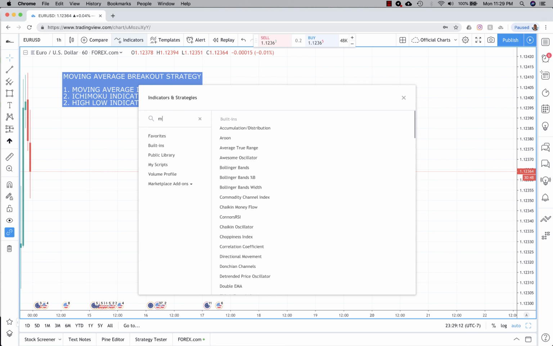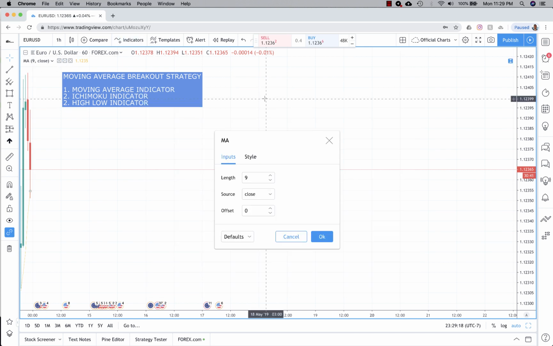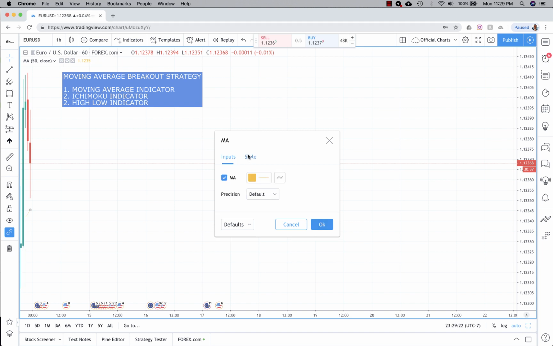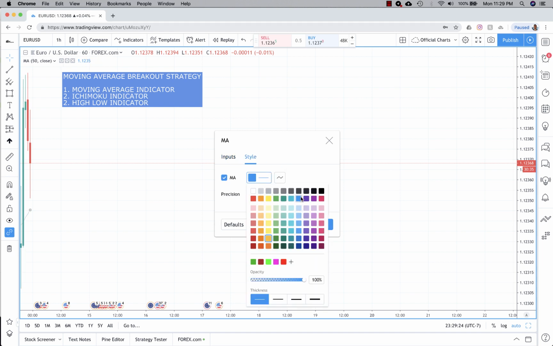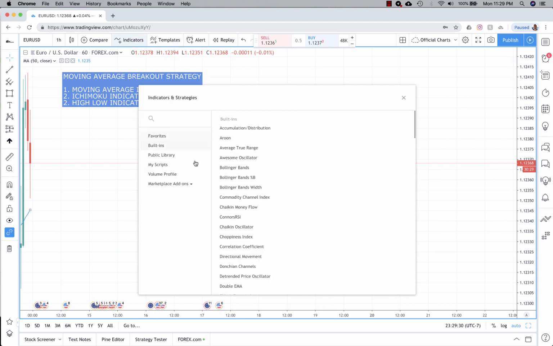First indicator we need is the moving average. So we'll pick the moving average from here. We're going to set it up to the 50 period. And then I'm going to color the moving average blue, and I'm going to make it a little thicker so I can see it.